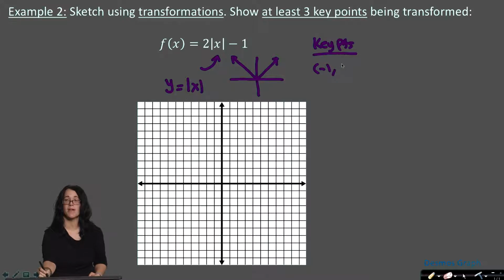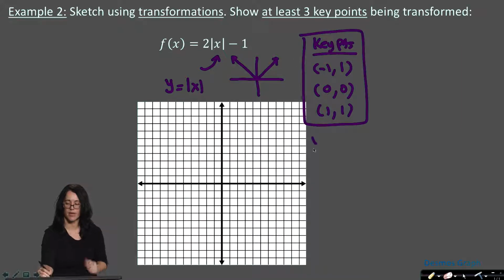Negative 1, the absolute value is 1. 0, its absolute value is 0. And 1, its absolute value is 1. So it starts off with those same key points for y equals the absolute value of x. But what transformations do we encounter here?